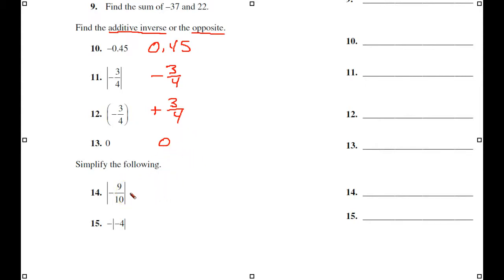And then here we're to simplify. That is, do what they're asking us to do. This just becomes a positive 9/10. Now this comes out as a positive 4. Then we apply the negative. So this is negative 4.